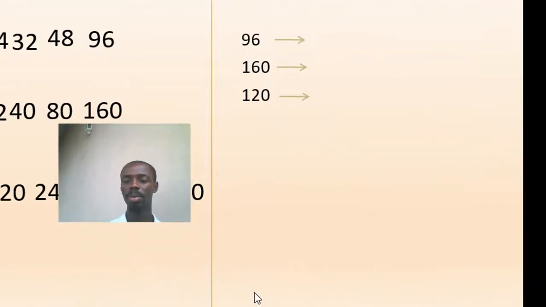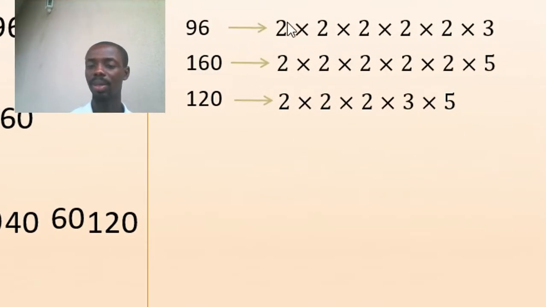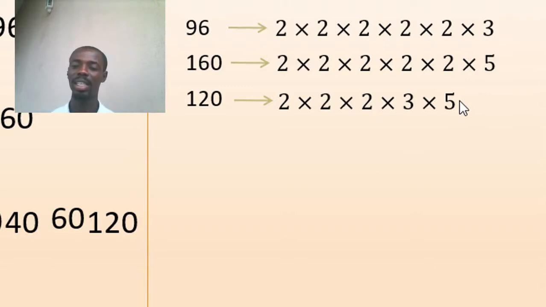So in the prime system, writing 96 as a product of primes gives 2 by 2 by 2 by 2 by 2 by 3. Now 160 gives 2 by 2 by 2 by 2 by 2 by 5. For 120, I have 2 by 2 by 2 by 3 by 5. So let's try and see the factors that appear commonly.